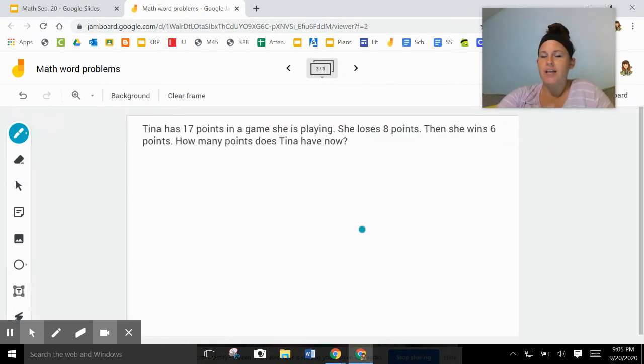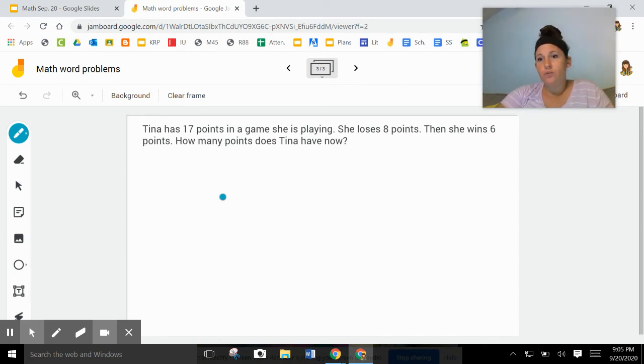All right, so the last slide that I have is the word problem. There's going to be a ton of these on your test, okay? A ton of these. So please pay attention to how Miss Acton shows you how you can visualize it. And just like I said in the last slide, do whatever you've got to do to get this answer right.